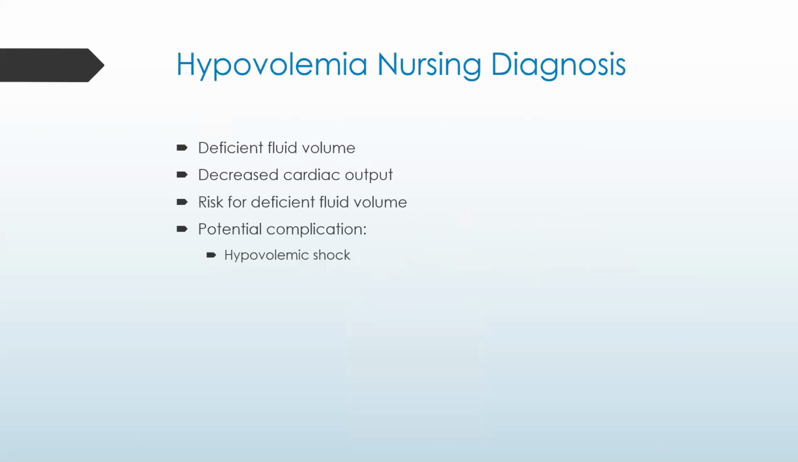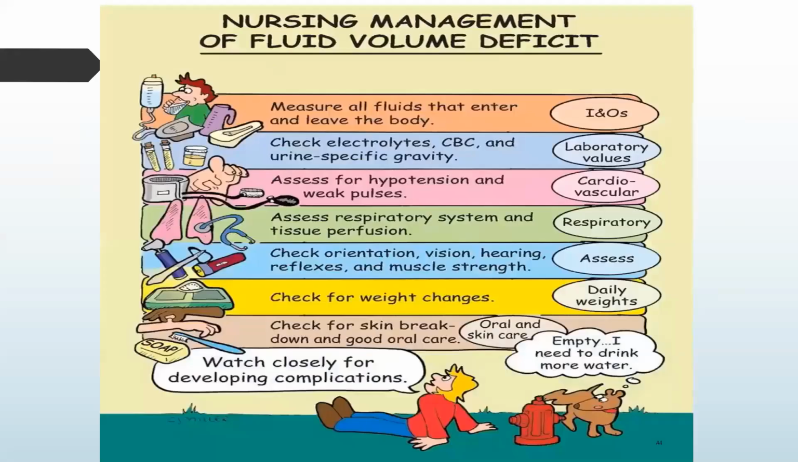Some nursing diagnoses for hypovolemia include deficient fluid volume, decreased cardiac output, and risk for deficient fluid volume. A potential complication of hypovolemia is hypovolemic shock. So what can we do to help our patients with hypovolemia? We want to ensure that we prevent injury, prevent further fluid loss, and increase fluid volumes to normal.